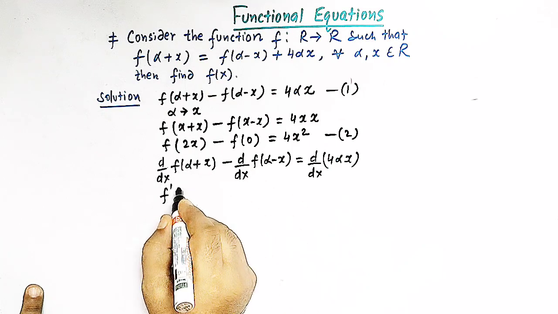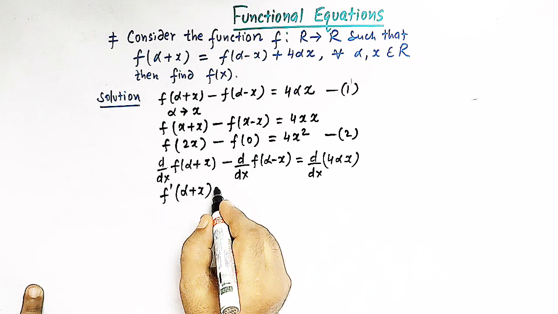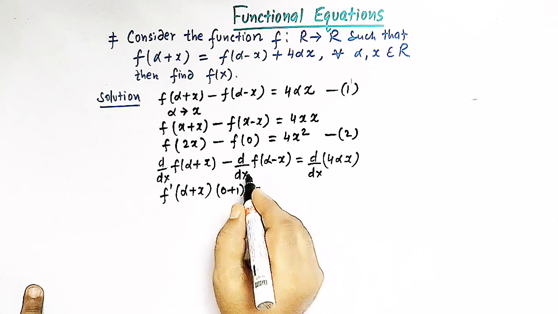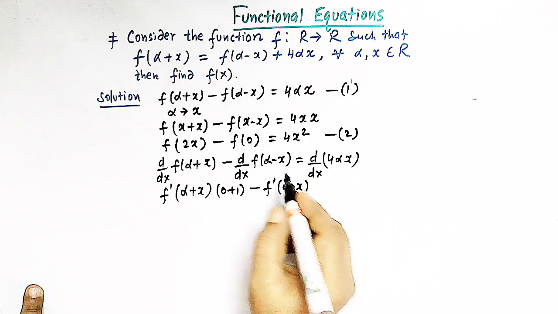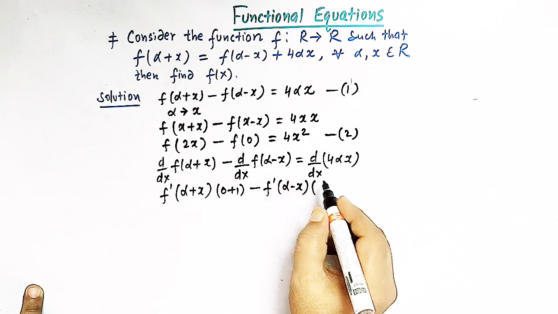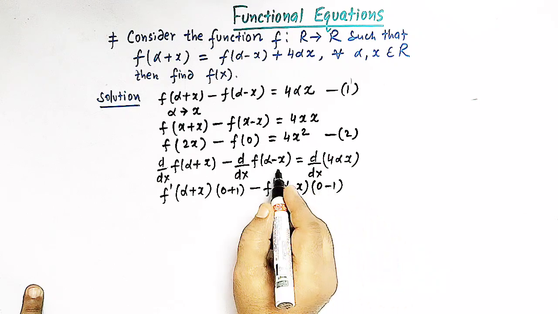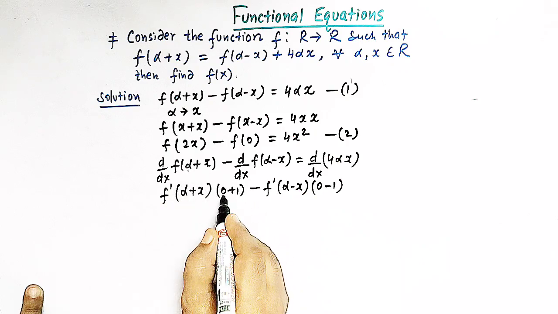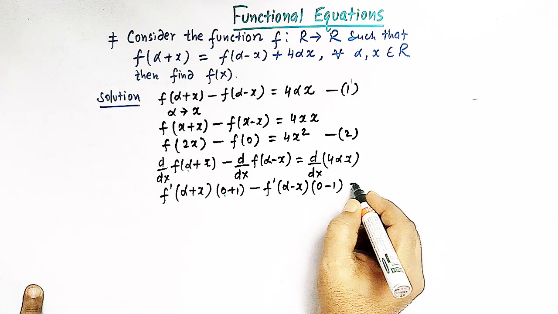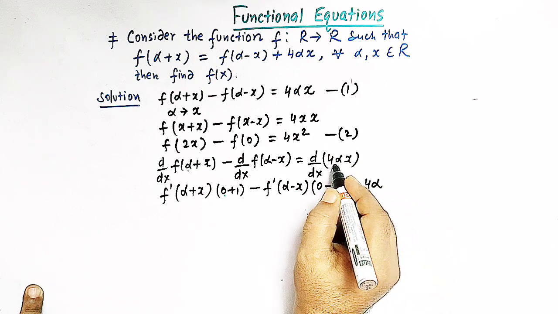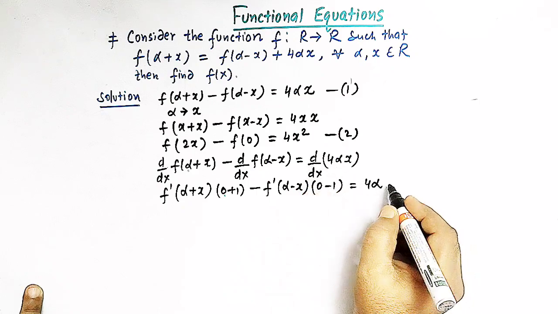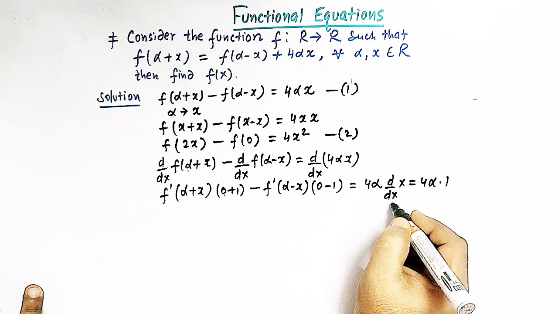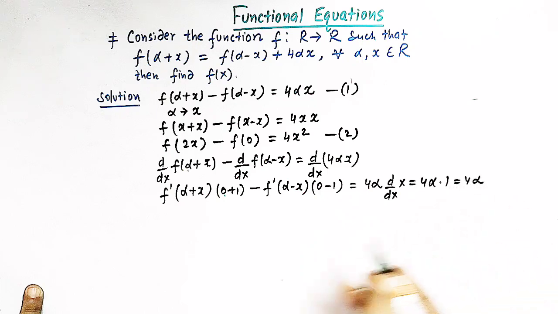So we have here f prime of alpha plus x, and by chain rule the derivative of alpha plus x is 0 plus 1. Here we have f prime of alpha minus x, and by chain rule the derivative of alpha minus x is 0 minus 1, because the derivative of x is 1 and the derivative of alpha is 0. Here 4 alpha being a constant, we can take it outside the derivative operator, and we have d by dx of x. So we have 4 alpha times 1, since the derivative of x with respect to x is 1. So here we have 4 alpha.